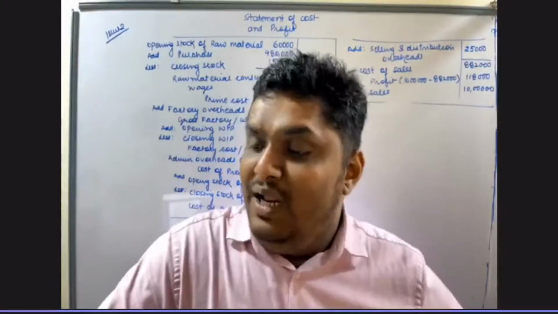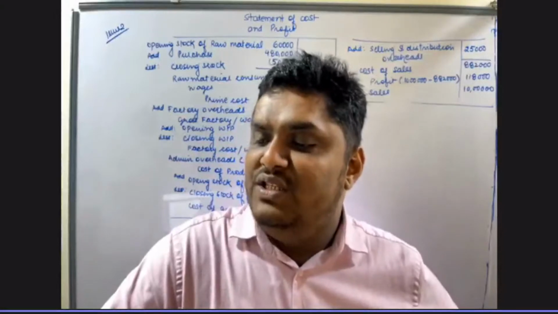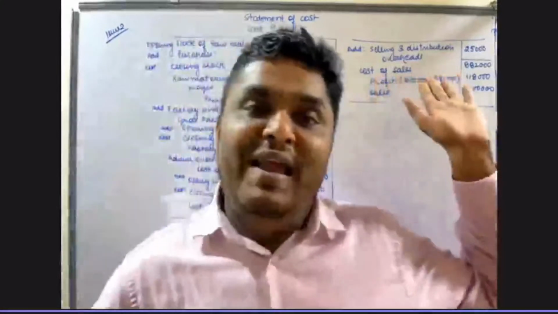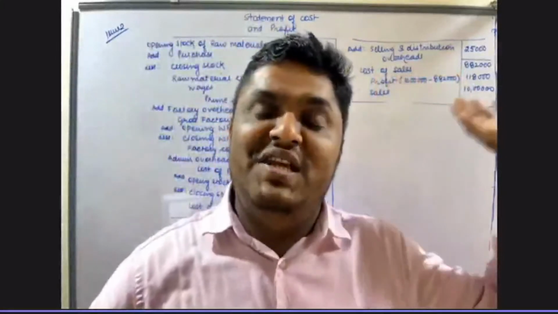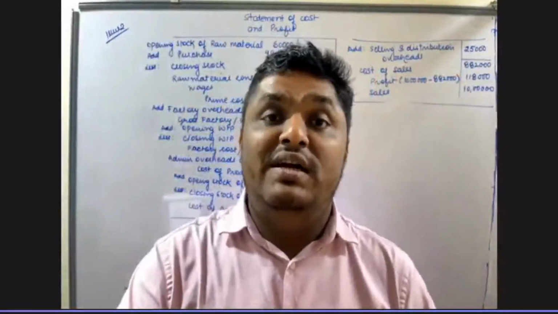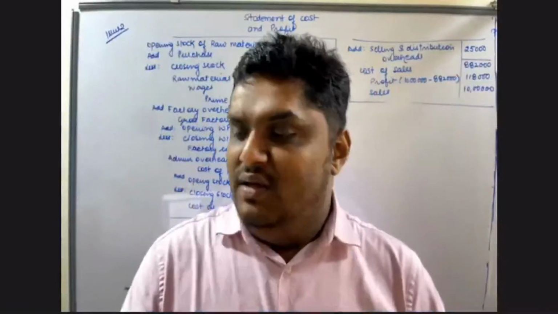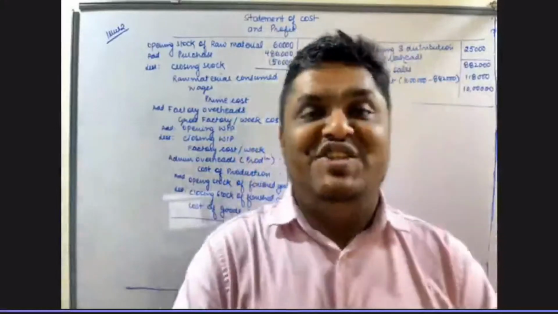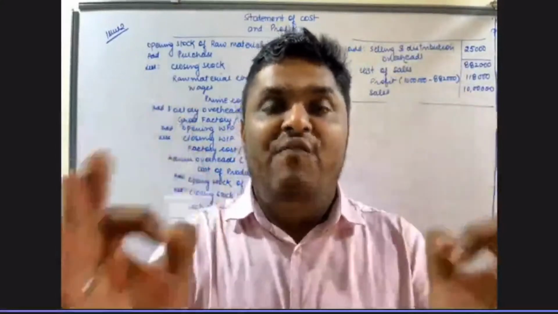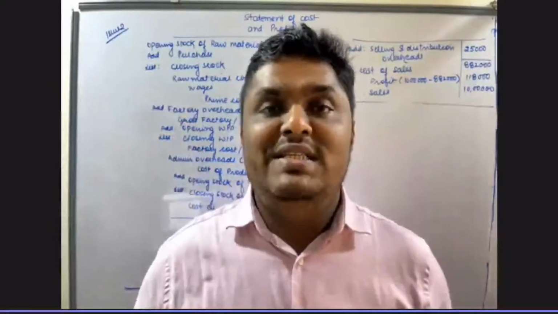Amount realized by selling of scrap and waste generated during manufacturing process 86,000. So, while calculating the cost of production, we will deduct this 86,000 because it is the scrap generated from the manufacturing process. So this is all about illustration number 3. The question is lengthy, but it is easy if you are thorough with the concept and thorough with the format.